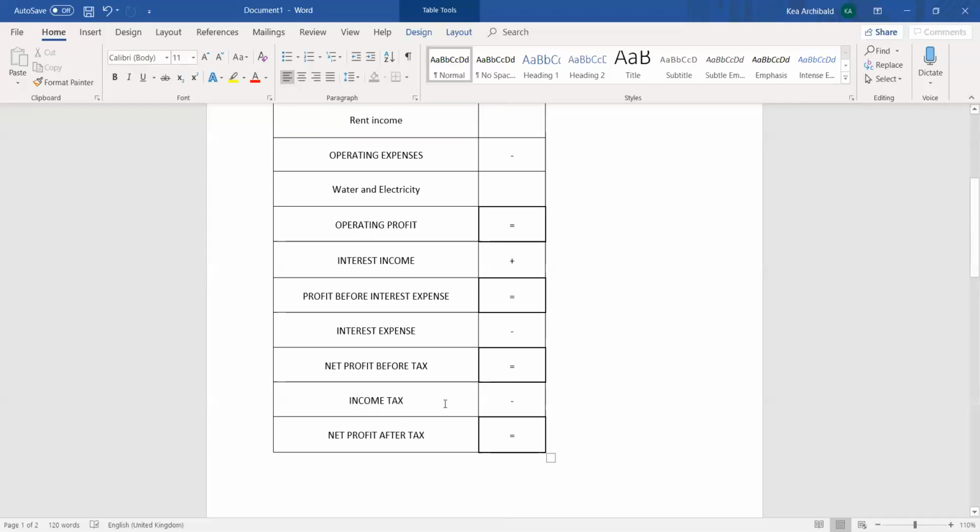Then we have income tax. This is a certain percentage of my net profit before tax, generally around 28 to 30%. But this percentage will be given. You would say 28 over 100 or 30 over 100, depending on the percentage, multiply by my net profit before tax. This will give you your amount for income tax. You would say net profit before tax minus income tax gives you net profit after tax. It is a negative because it is money that we have to pay to SARS.